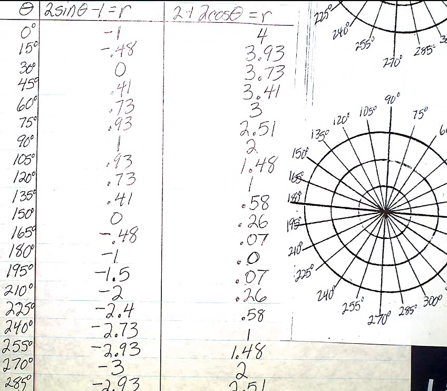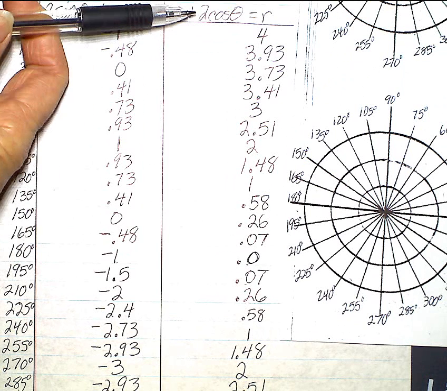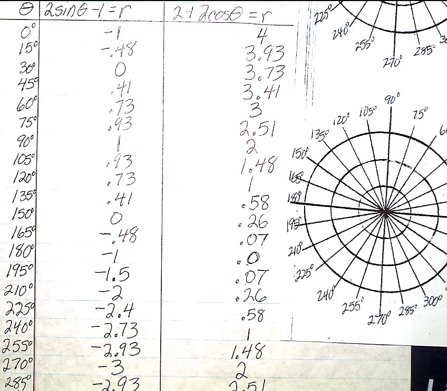Did you get the very first one at 4? You need to check. When you get to 15 degrees, you need to take the cosine of 15 degrees, times it by 2, and then add on 2, and you should get 3.93.